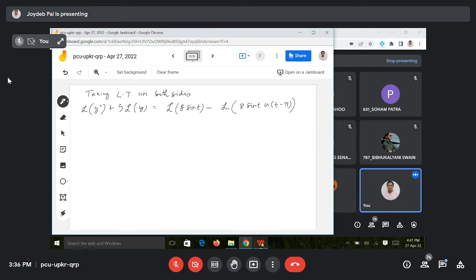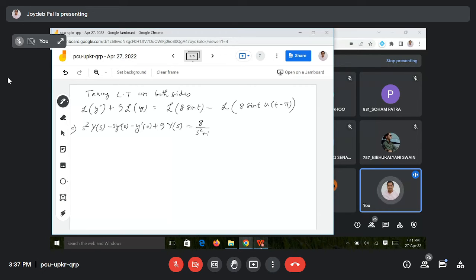Okay, and then you apply the formula for derivatives. So s square Y(s), with the usual notation Y(s) meaning the Laplace transform of y, minus s y(0), sorry, minus s y(0) minus y dash 0, plus 9 into Y(s). What is the Laplace transform of 8 sin t? This.